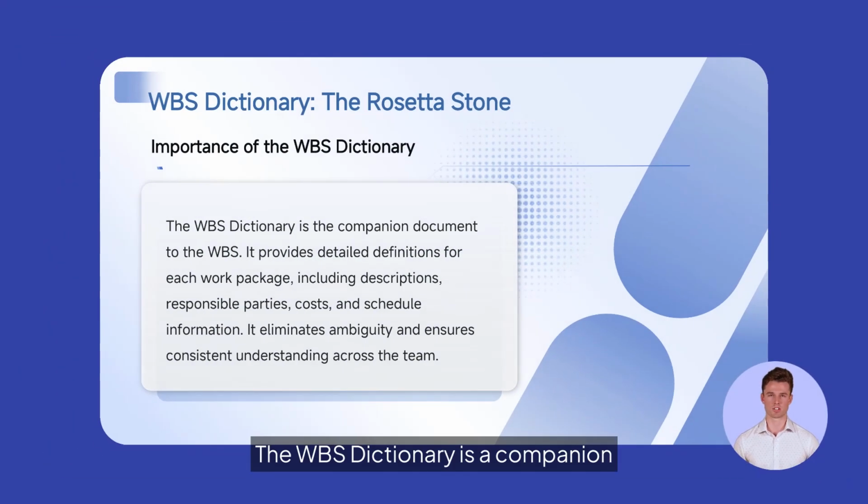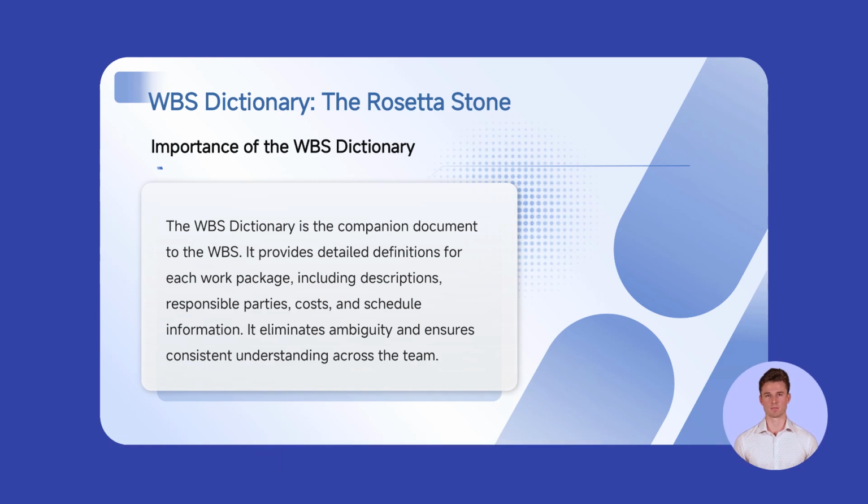The WBS dictionary is a companion document providing detailed definitions for each work package. It includes descriptions, costs, and schedules, eliminating ambiguity and ensuring consistent understanding across the team.